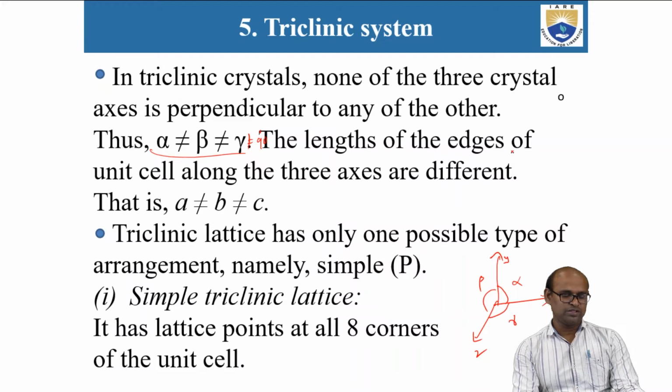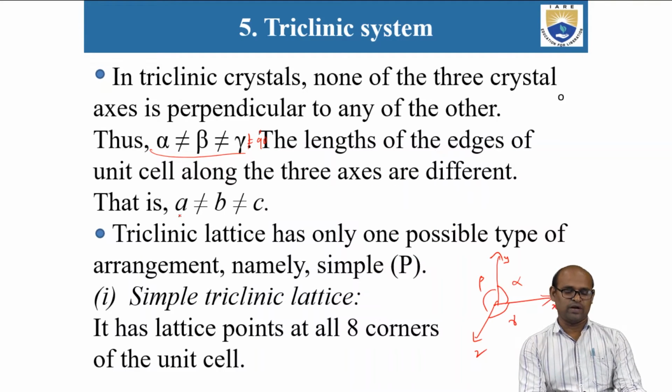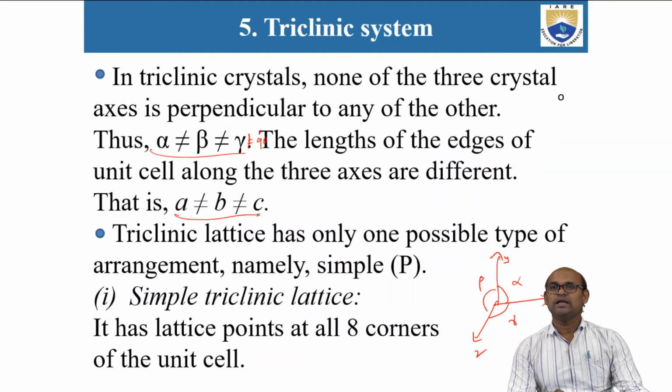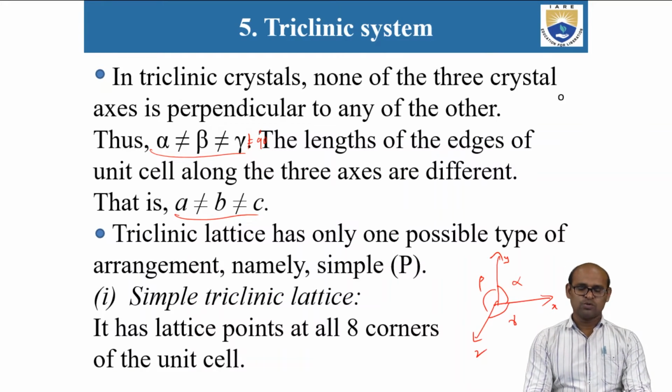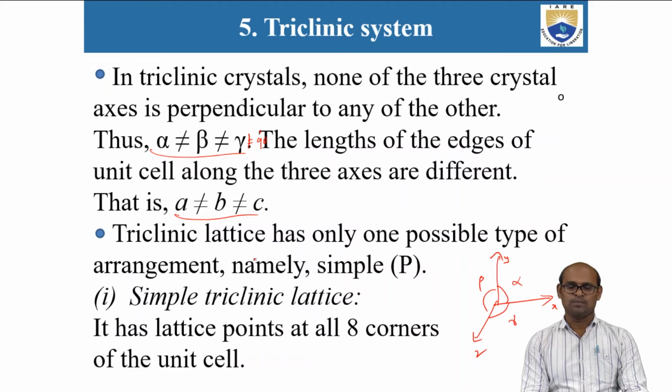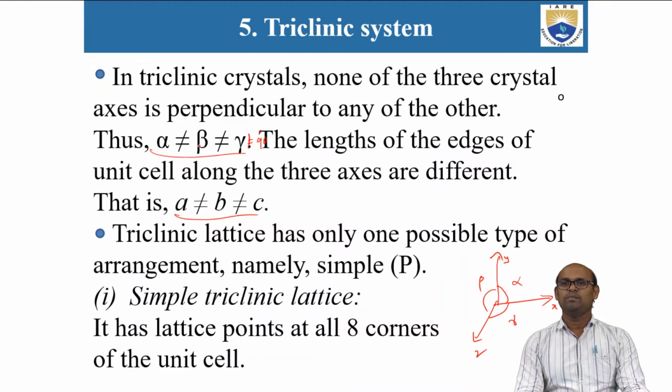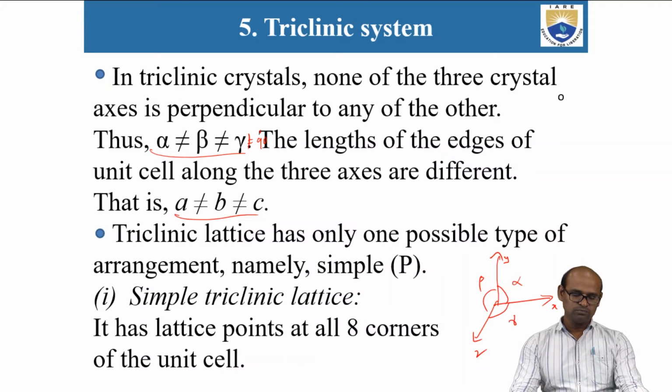The lengths of the edges of the unit cell along the 3 axes are different. The triclinic system has the very least symmetry. All three angles are not perpendicular and all three axial lengths are not equal. This is the condition for the triclinic system: all the axial lengths are not equal and all the angles are not equal to 90 degrees. That means the crystal axes are not perpendicular to each other.